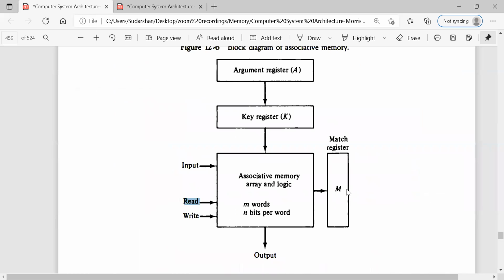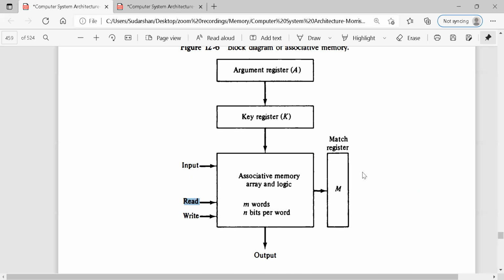I can take up the diagram here. I'm going to have one more register called a tag register. Like the match register, I'm going to have a tag register. The tag register will also have m bits, 1 bit for each and every word. Whenever the bit is 1, the word is active. Whenever the corresponding bit is 0, the word is inactive.